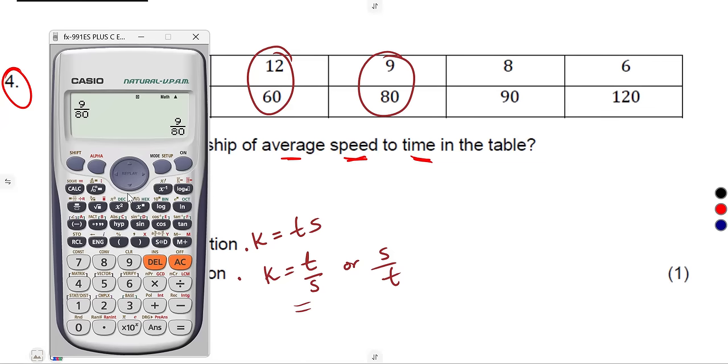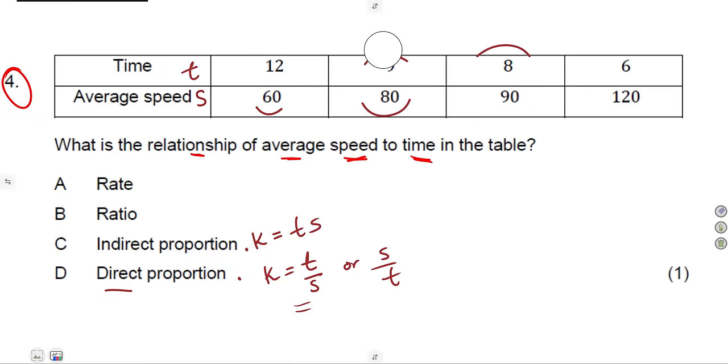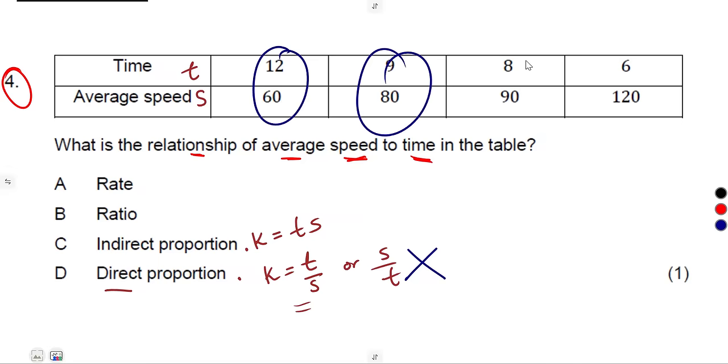It is not what we obtained before. So if we do the same thing, we are not going to obtain the same answer for a division. So direct proportion is out. In indirect proportion, the product of these two is supposed to be a constant.